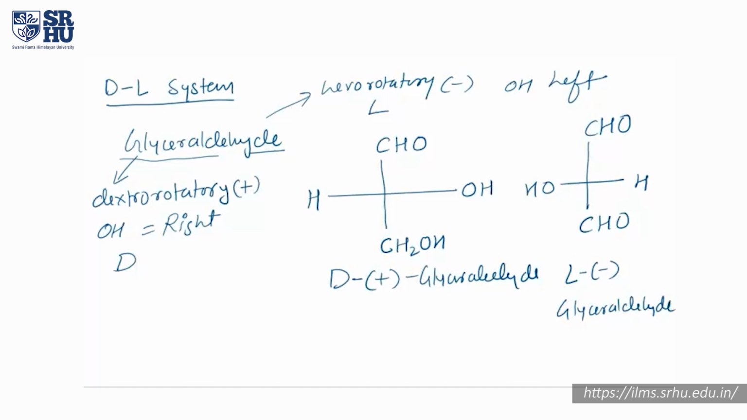So this is negative. So we are having dextroglyceraldehyde and levoglyceraldehyde. Now it has been assigned that for dextroglyceraldehyde, or D-glyceraldehyde, the OH will always be written on the right-hand side, whereas for levoglyceraldehyde, the OH will be written on the left-hand side. So this thing we have fixed.